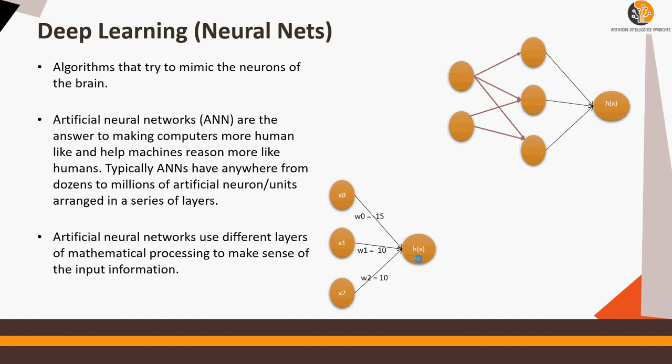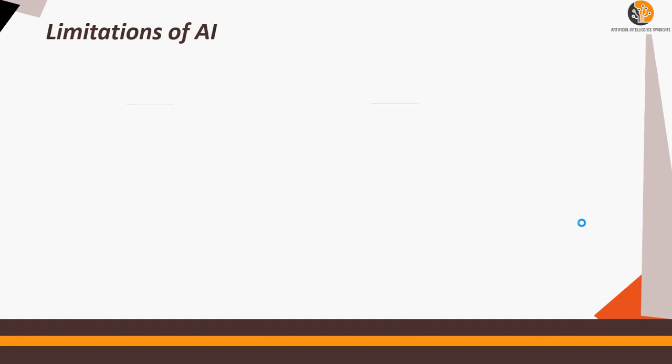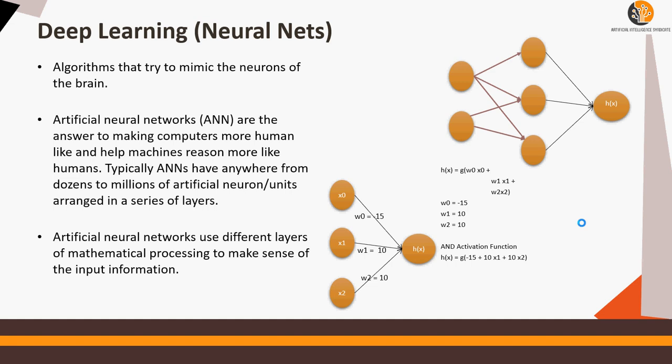So h of x is going to look like w0 multiplied by x0, w1 multiplied by x1, and w2 multiplied by x2, where weights are as defined, 15, 10, and 10. I'm not going to go in detail as I mentioned, but g is a sigmoid function. Look it up on the internet, or I'll do a separate video on deep learning. g is a sigmoid function. It has a different graph. So I'm not going to talk about that at all. So if you look at it, this is a sigmoid function which can help AND activation. Not in detail, at a very high level.